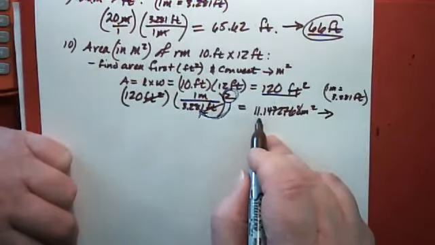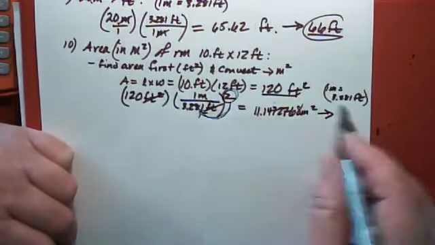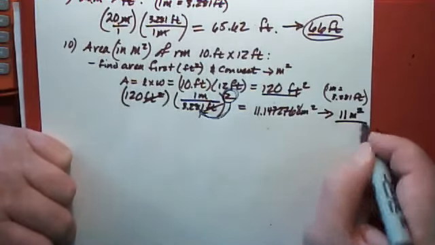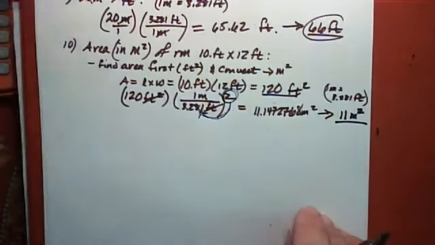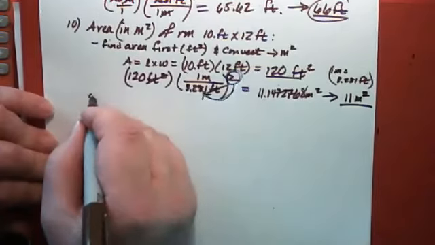That means it's 11, and the first number that has to go is a 1, and that is less than 5, so you can leave the numbers that we're keeping alone. So 11 square meters it is. Okay, that's one way to do it.